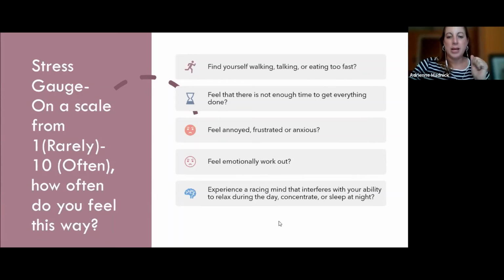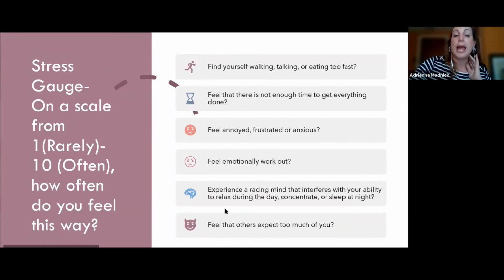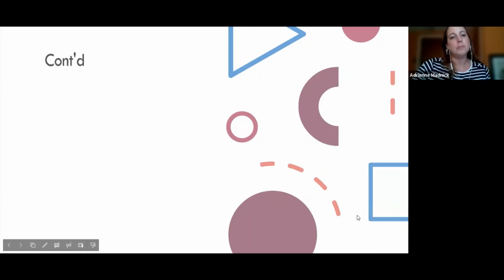All right, next one is, feel that others expect too much of you. How often do you feel that stress? Is that rarely? Is that middle of the road? Is that often? 6, 7s, 2. Okay. 8. Okay, I see 8s. Good. I'm glad you guys are sharing, and thank you so much again for sharing that, because it really is helpful to see how people are feeling.